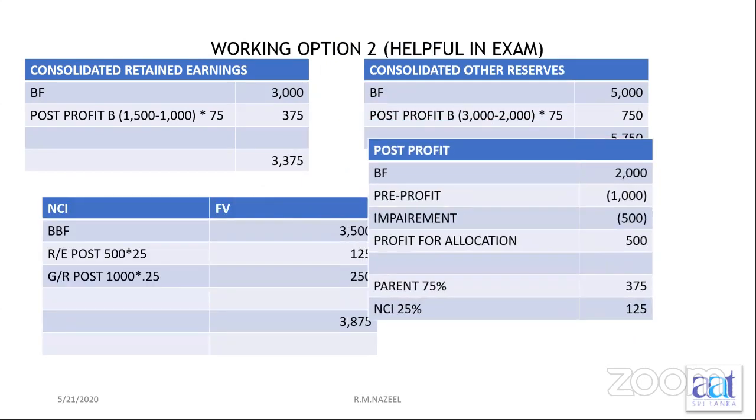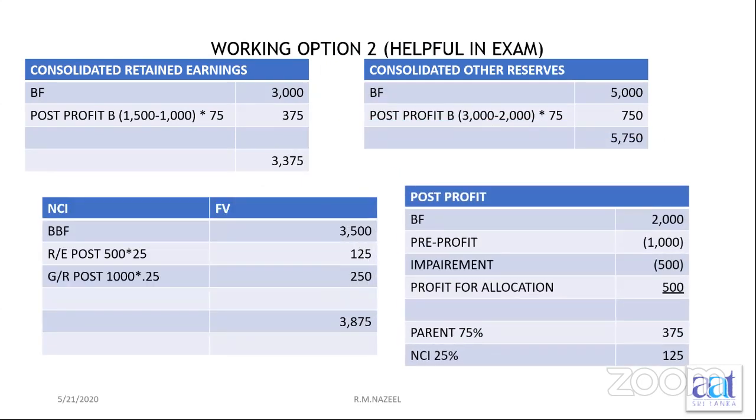Let me pop it out here. I will prepare a post-profit account. The total profit of the subsidiary is 2,000. You can concentrate on post profit. The total profit in the subsidiary is 2,000. Pre-profit is 1,000. So therefore you will get post profit for the period of 1,000.